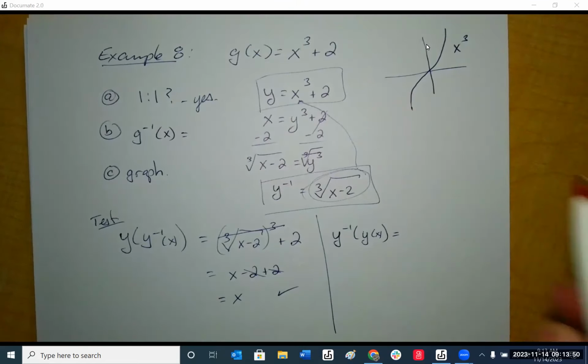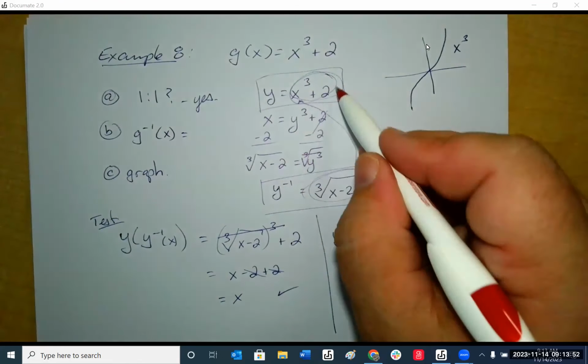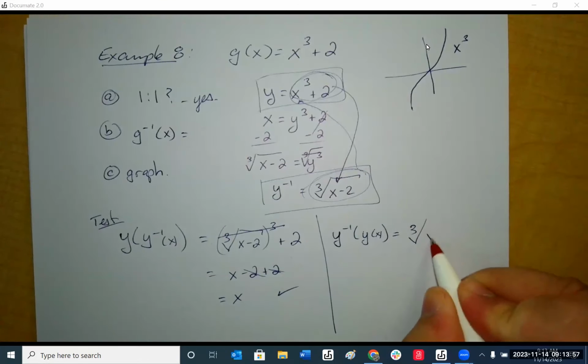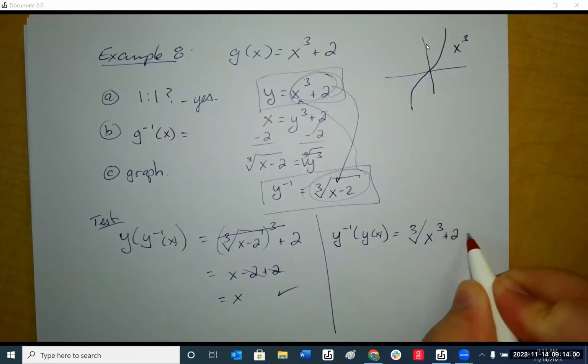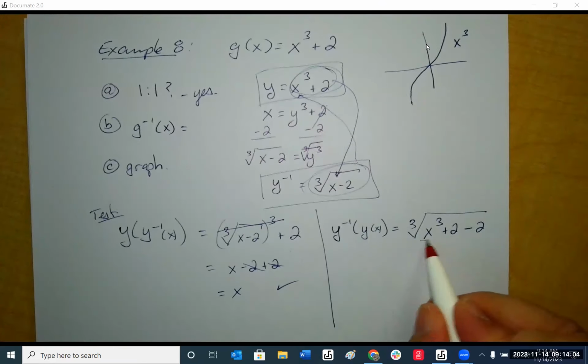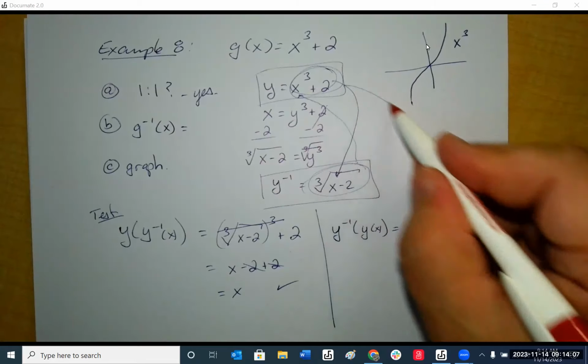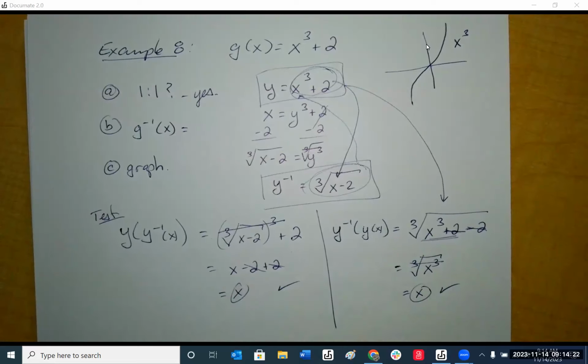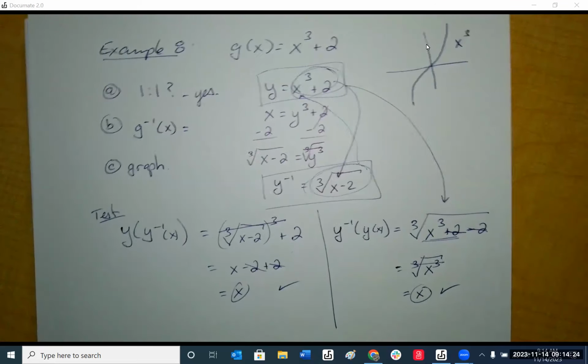Now I reverse the process. I take this and plug it in place of x in there. Cube root of x cubed plus 2 minus 2, because this is my input. Positive 2, negative 2 cancel. Cube root and cube cancel. So it works. So it does have an inverse.